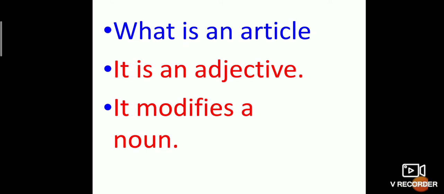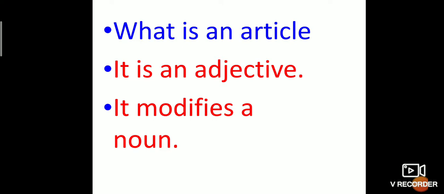So children, an article is an adjective. It modifies a noun. So your a, an and the, they are the articles and they are used with nouns. They are used to point out things, people, animals and places. So I'll just give an example like, he gave me a book to read. So it's pointing out that the person has given me a book. Clear? So a is there with the noun book. So it's pointing out that thing.